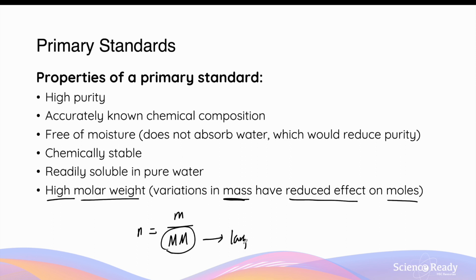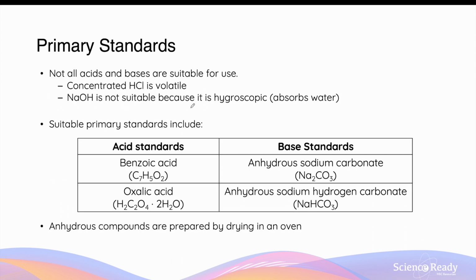When we have a large molar mass, any variations in mass when we are weighing the substance will result in a smaller change in the number of moles. Not all acids and bases are suitable for use as a primary standard. Concentrated hydrochloric acid should be avoided as it is volatile. There can be partial losses of hydrochloric acid in the form of gaseous hydrogen chloride.